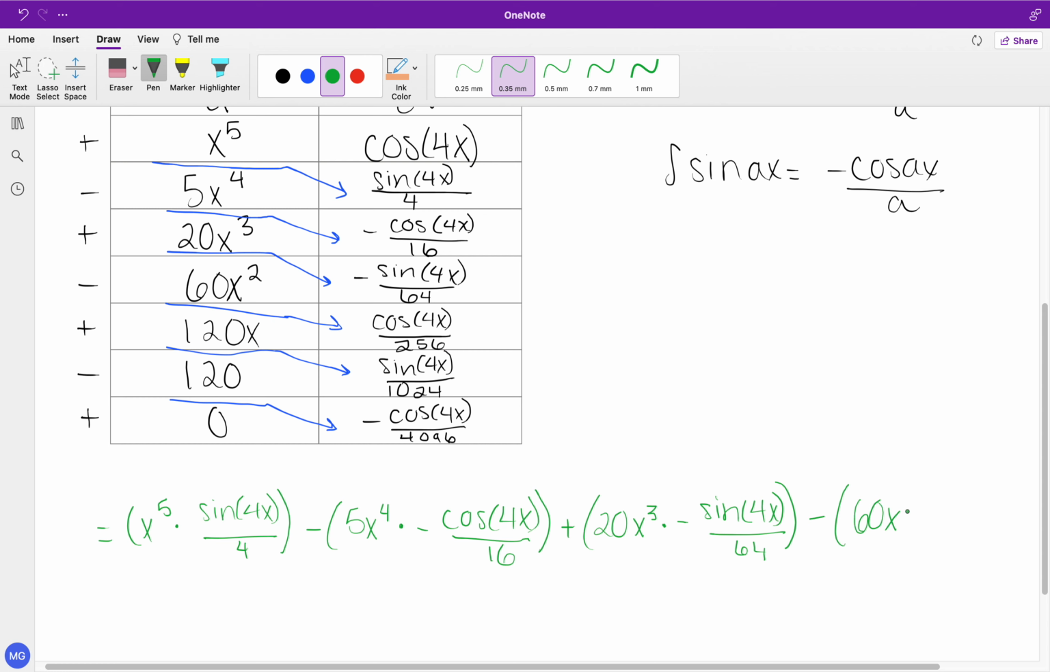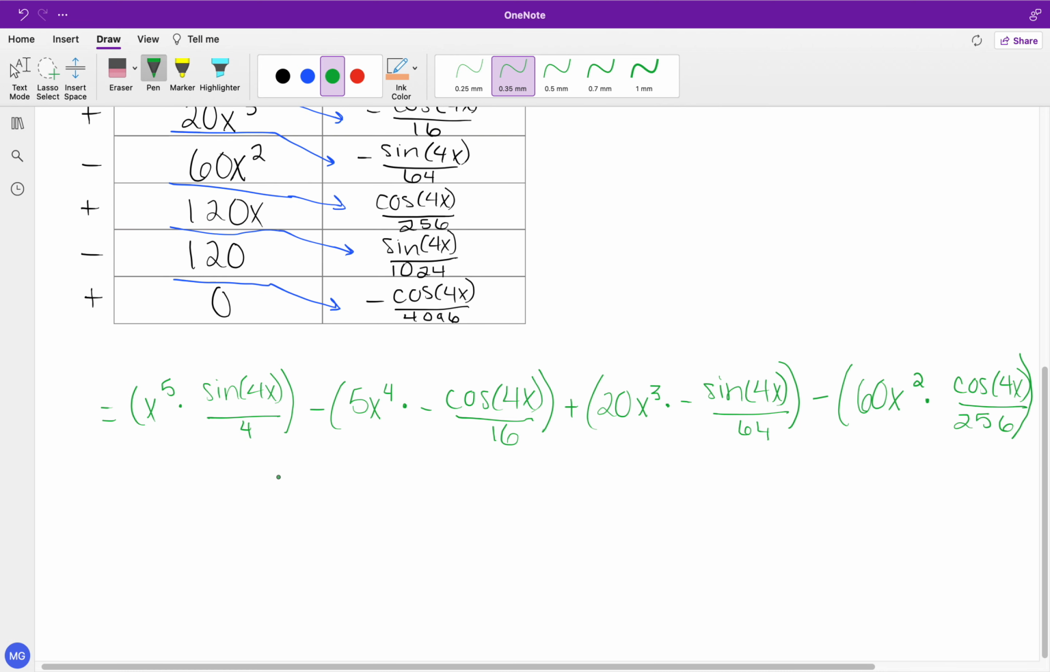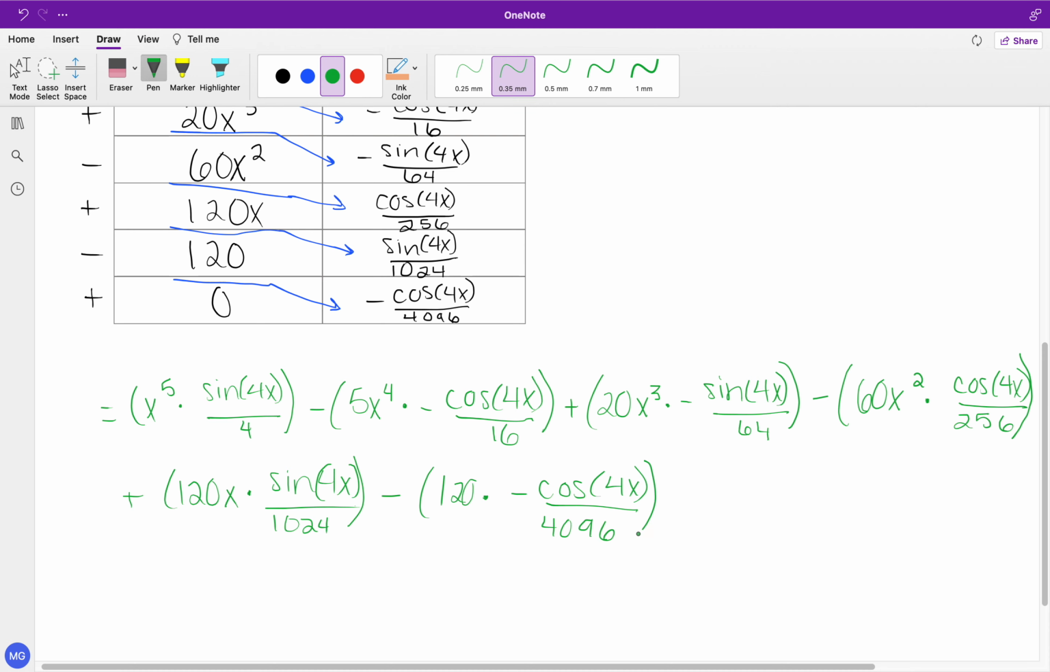minus 60x to the second times cosine of 4x over 256, plus 120x times sine of 4x over 1024, minus 120 times negative cosine of 4x over 4096. Then we add our constant of integration plus c, and that is our answer.